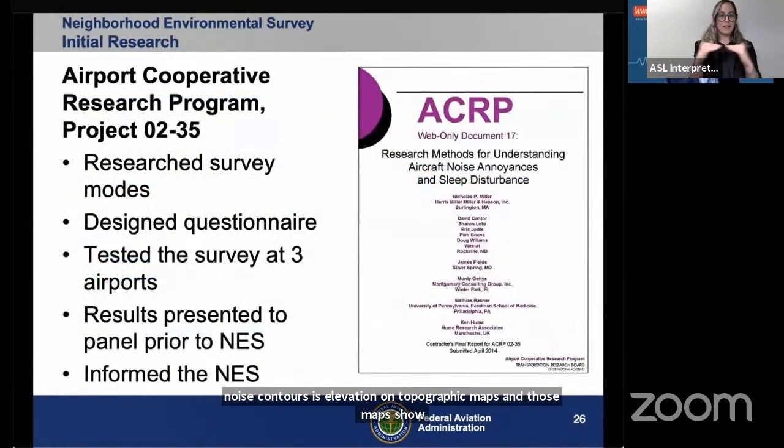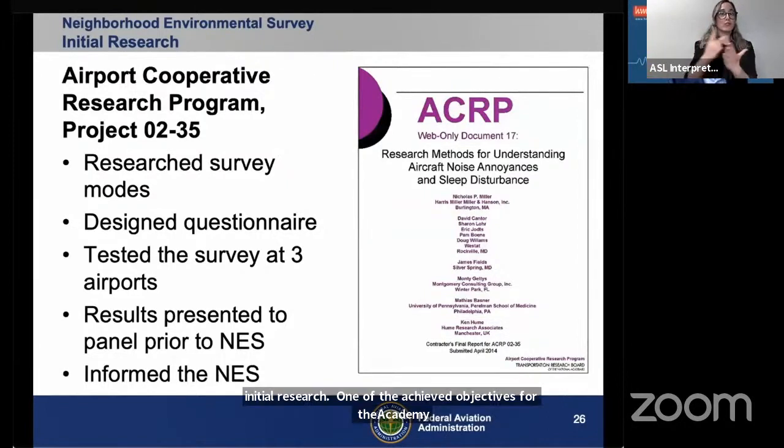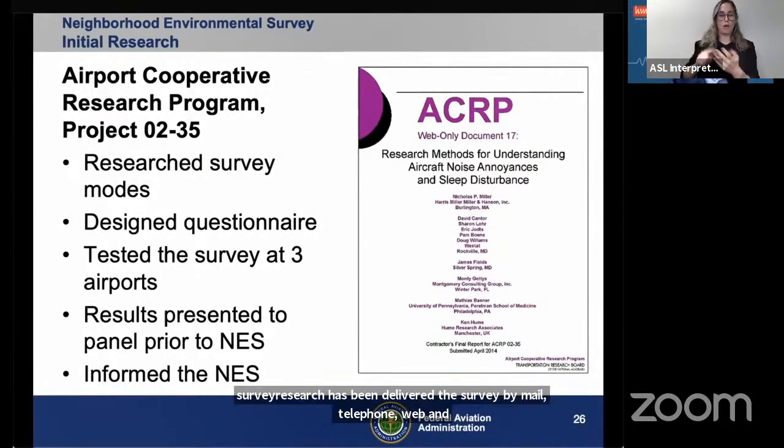Initial research. One of the achieved objectives of the National Academies of Sciences Airport Cooperative Research Program, or ACRP project number 02-35, which was titled Research Methods for Understanding Aircraft Noise Annoyances and Sleep Disturbance, was to conduct a preliminary research into the study design and methods of conducting and executing a nationwide annoyance survey. This project researched modes by delivering the survey by mail, telephone, web, and in person. A combination of mail and telephone modes were identified as the best fit for this research.